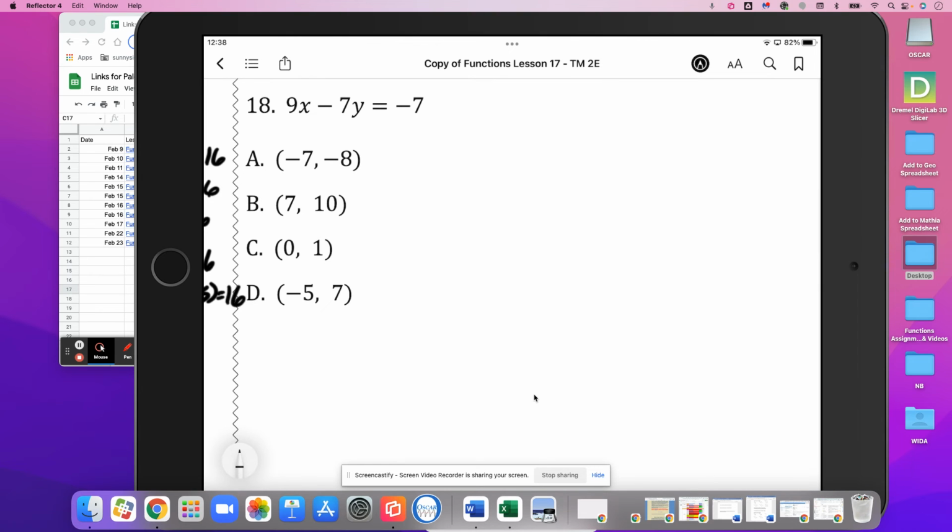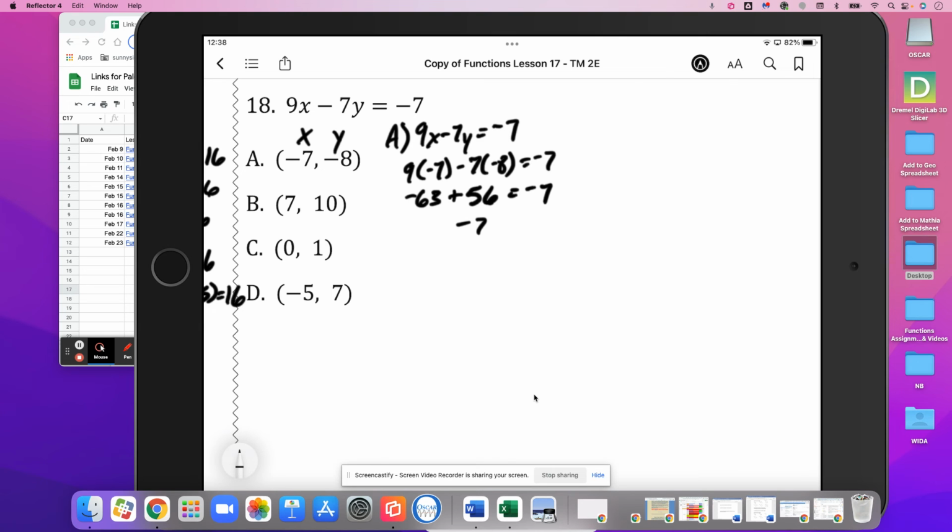So here again, x's are on the left, y's are on the right. For A, 9x minus 7y equals negative 7. So 9 times negative 7 minus 7 times negative 8 equals negative 7. Let's try it. We've got negative 63. Those two negatives are going to make a positive, so plus 56 equals negative 7. It looks like yes, negative 7 is equal to negative 7, so A satisfies the function.